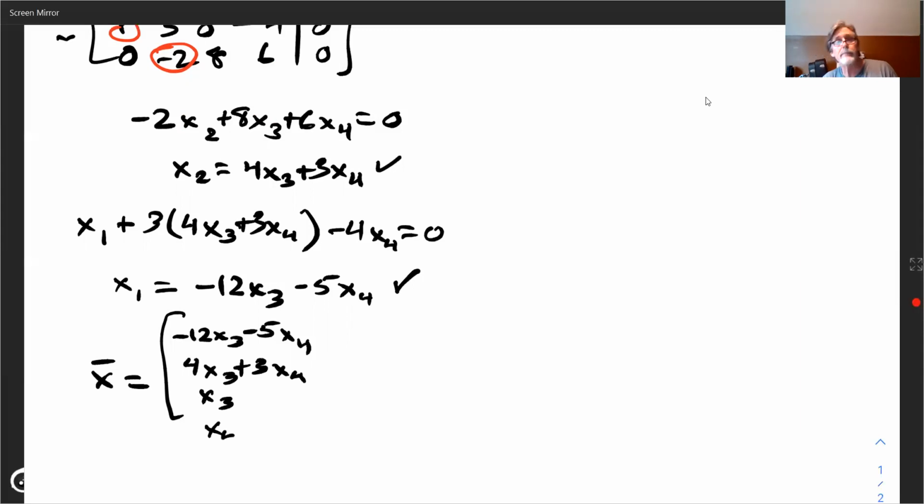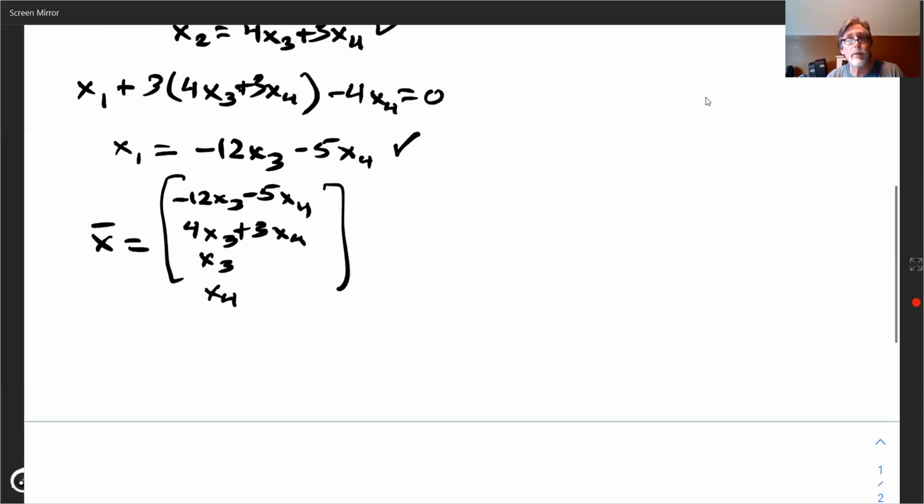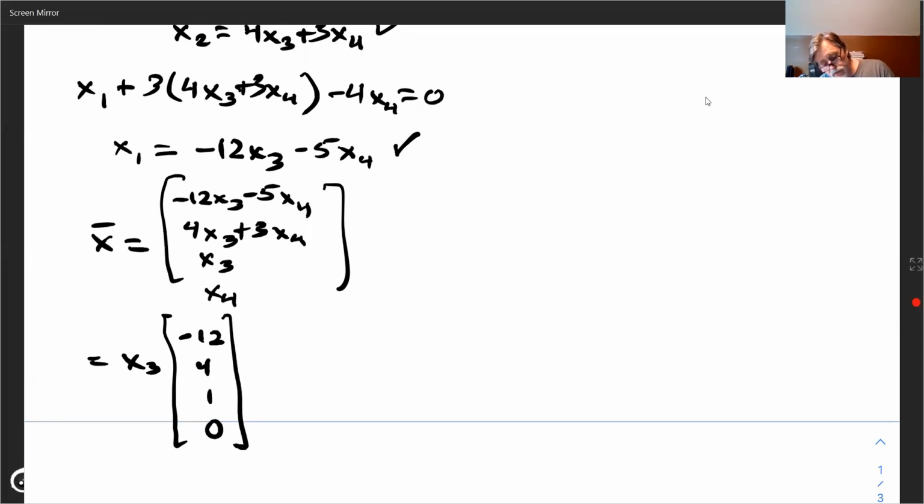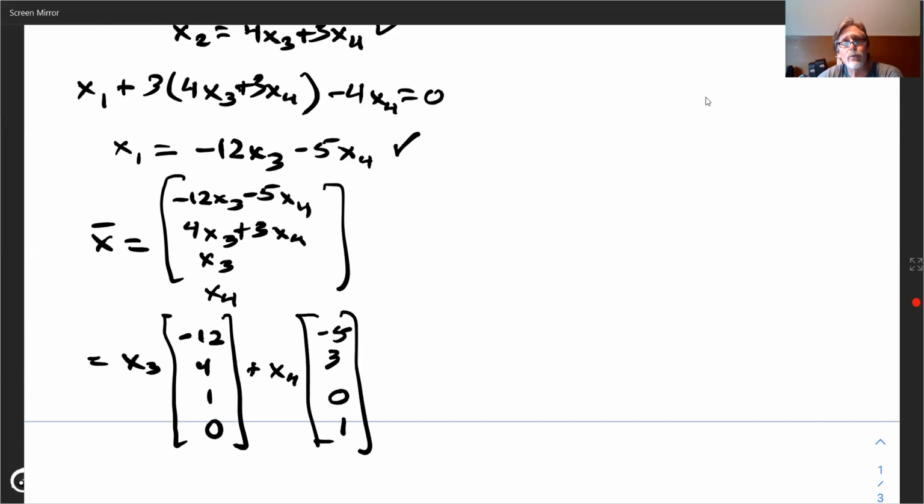And x4, same story. So all told, the vector form of the answer is equal to, I'm going to take out an x3, the coefficient of x3, write it down: -12, 4, 1, and guess what, 0, because x4 is free. But then the next one is x4, and x4 times -5, 3, and now 0 and 1. And that is the vector form of the answer. What the heck does it mean?